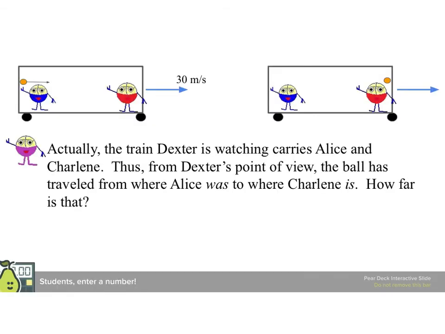But here is the reveal. Actually, the train that Dexter is watching is the one carrying Alice and Charlene. Thus, from his point of view, the ball has traveled from where Alice was to where Charlene is. And that is more than just the car length. That's more than just the 10 meters of the car. How far is it? Right. So from here, remember, it takes half a second, and then Charlene catches it over there.